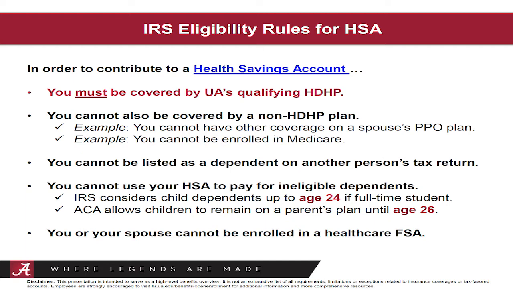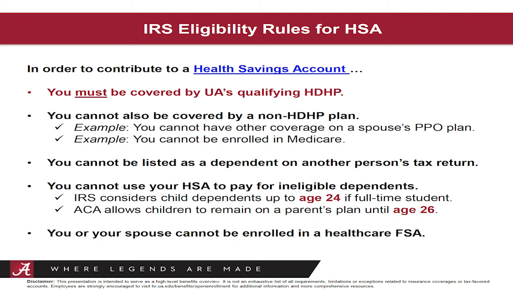You cannot use your HSA to pay for ineligible dependents. Now this actually applies to the flexible spending account and the health savings account. So if you have a dependent who is 22 years old, out working, they're no longer considered a tax dependent by the IRS. The ACA will let them stay on your health plan until they're 26, so that's great. But you're technically not supposed to use your flexible spending money or your health savings account to pay for their medical claims. So that's an important distinction.